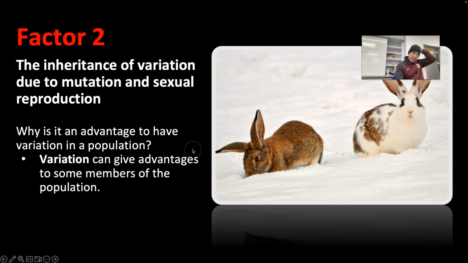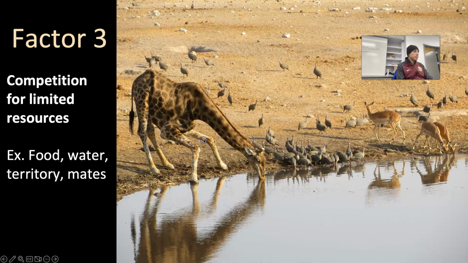Variation can give disadvantages to some members of the population and advantages to others. Right here we have the same species of rabbit, but there's variation in their fur color. Right now, in the winter, this white one has a little bit of advantage over this brown one, but in the summer, the brown one's going to have a little bit of advantage over the white one. So that variation is good, but if the amount of time spent in winter versus summer changes, maybe one's going to have a long-term advantage over the other.